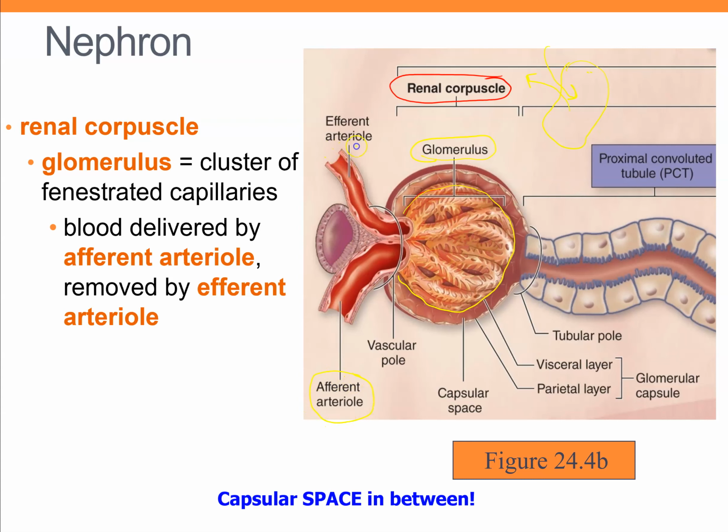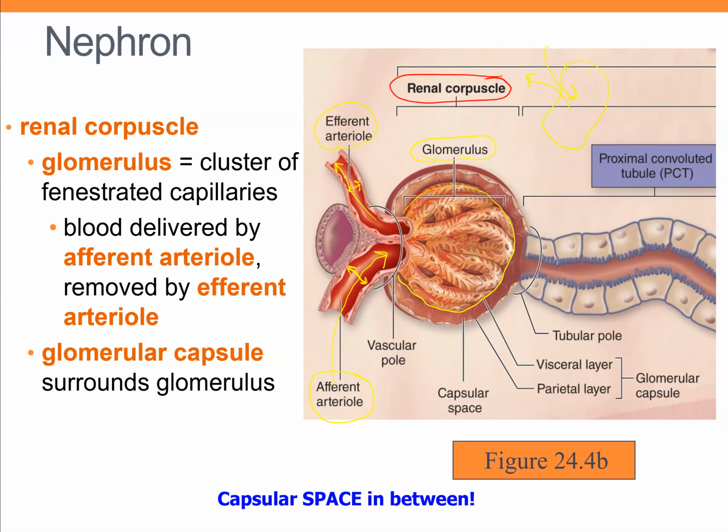So afferent and efferent, you've seen these words before. They're both arterioles technically, and the afferent arteriole is going to bring blood into the glomerulus, and the efferent arteriole is going to be how the blood exits after going through this glomerulus capillary bed. You will notice that the afferent arteriole is a wider diameter than the efferent arteriole. We'll talk about that later in the chapter.